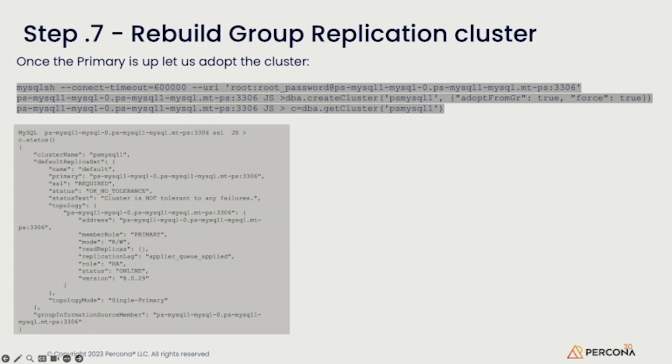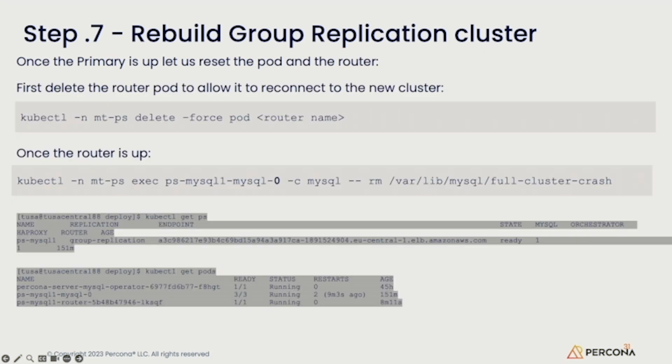Say that, our cluster is up, and we can check it. It will come up as okay, no tolerance because there is no additional node, but everything else will be online. We are ready to go. We will see it. The replica is up. The router is happy.